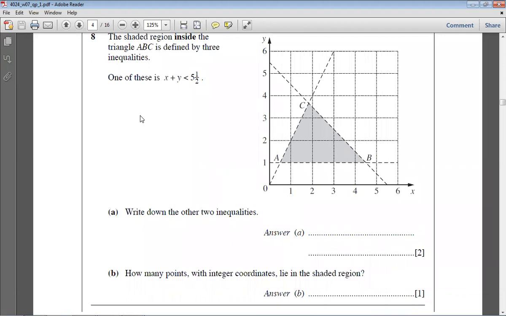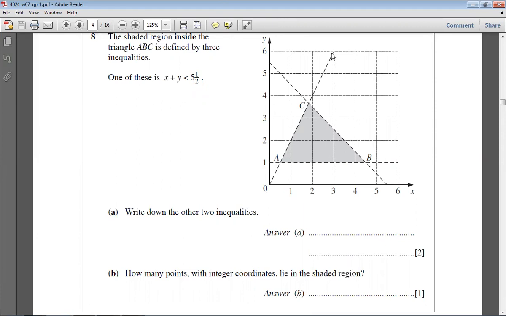The shaded region inside the triangle ABC is defined by 3 inequalities. One of these is x plus y less than 5 whole 1 by 2. So if I make this y alone, I take this x to the other side, it will become minus x. So you will have minus x and plus 5 whole 1 by 2, which means this is a line whose y-intercept is 5 whole 1 by 2, which means 5.5. Its y-intercept is 5.5 and its slope is negative. And that line is shown here. So this is my line number 1. Its inequality is already given.